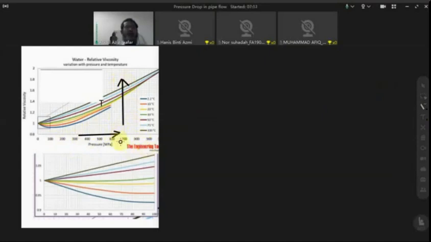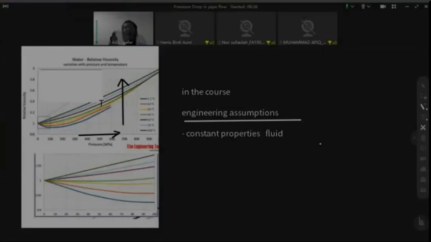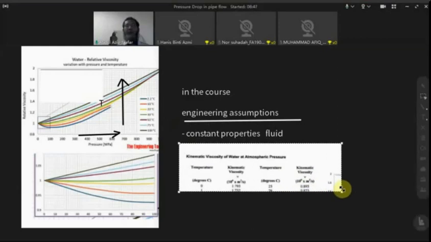When the temperature is lower, the dynamic viscosity is increasing. So in our course, we will assume, as part of the initial assumption, that the dynamic viscosity is constant, or constant property fluids, as our engineering assumption.